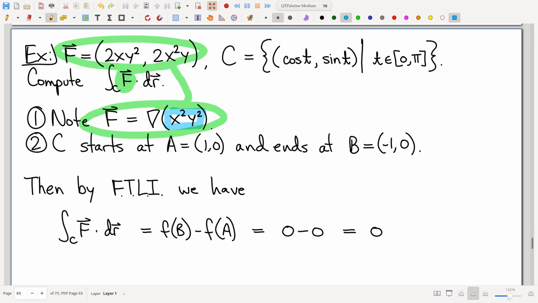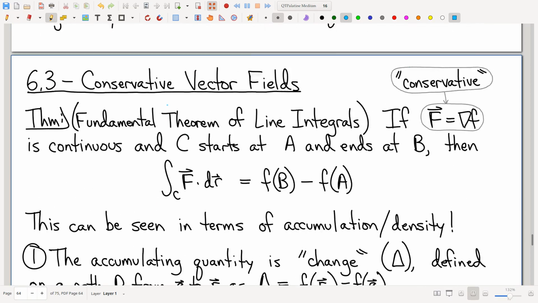Now, this is easily checked. Right? Y'all can take this function. Y'all know how to compute gradients. Just take the gradient of this x squared, y squared. And sure enough, oh my gosh, you get exactly this. So our question is not just to compute a line integral. Our question here is to compute a line integral of a gradient. And that's what we have this awesome tool for.